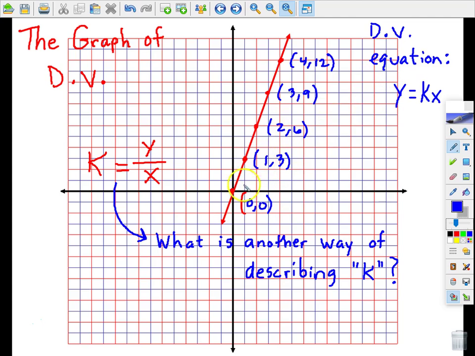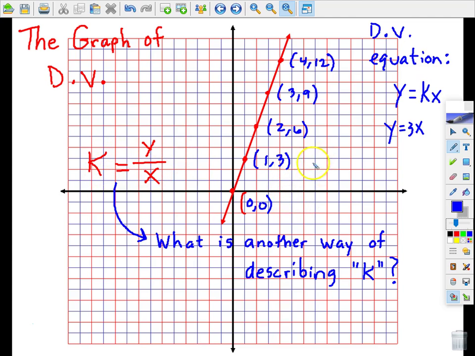So, even though I'm not told what the equation is, it's pretty easy to come up with it, because that number that I'm multiplying x by each time to get y is the constant of variation. So in this particular case, my equation would be y equals 3, the number that I'm multiplying by each time, x.